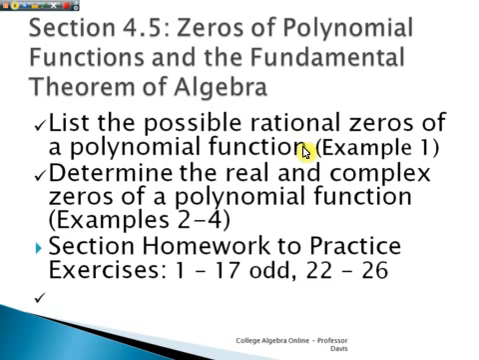And so what that allows us to do is to determine a list and kind of differentiate between the rational zeros and what might be irrational as a zero. So we also want to determine the real and complex solutions of a polynomial function using examples 2 through 4. Those illustrate that. And you'll also see a math cast on that at the class website. So make sure you take a look over that too.